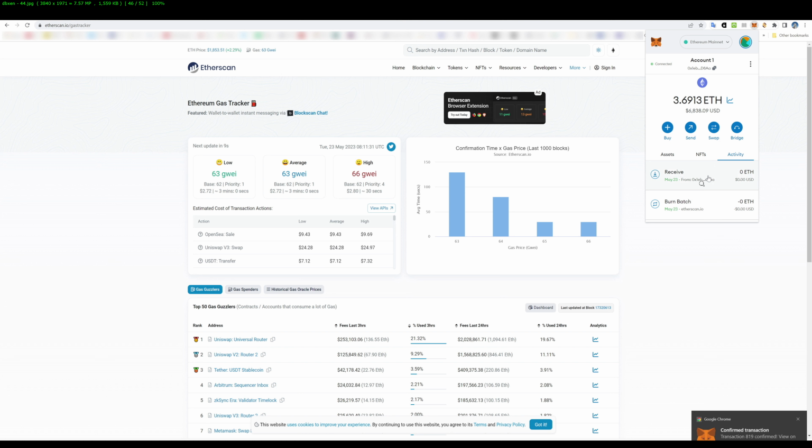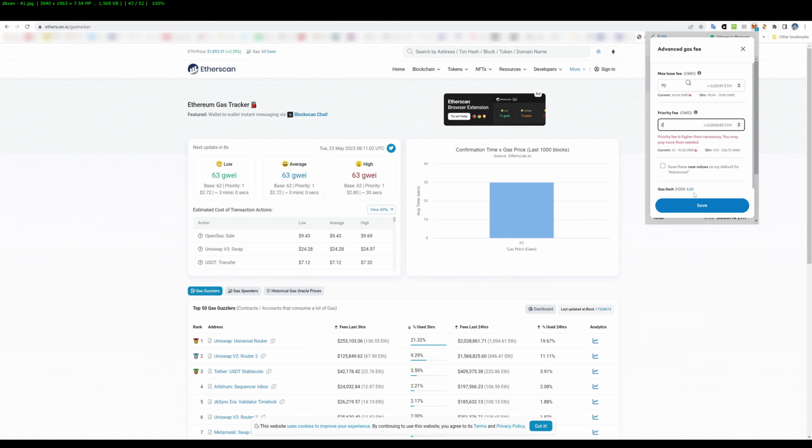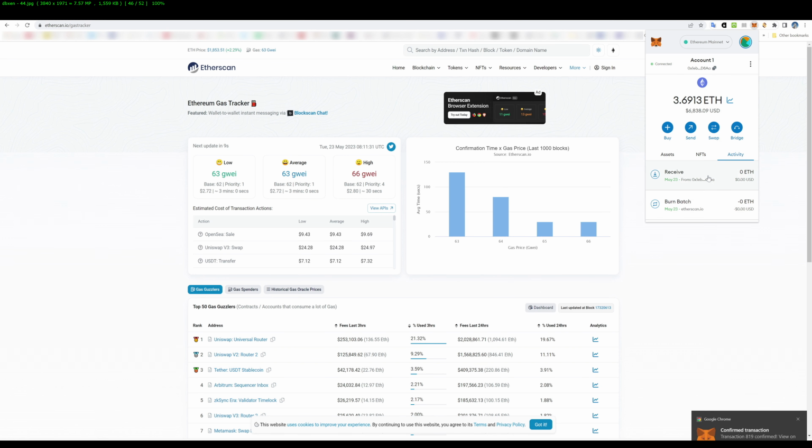But maybe it won't be picked up in the first block, so you repeat the process. You have to send again, and be careful, maybe you have to set a higher Gwei, or maybe you have to set a higher base fee or more tip. So I don't know, but this is the way to cancel a transaction.